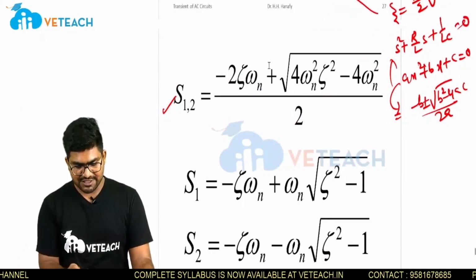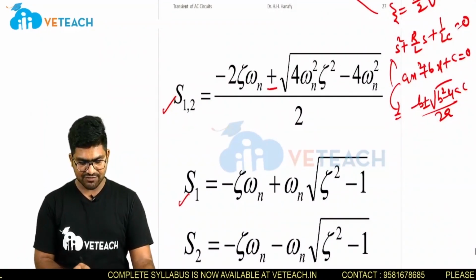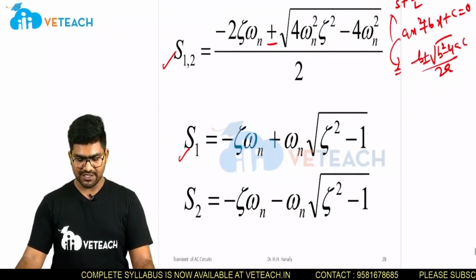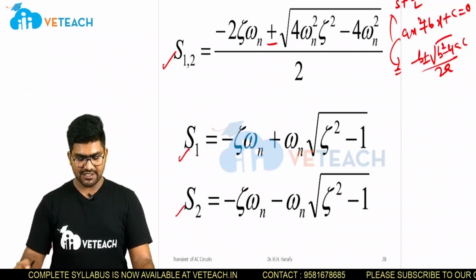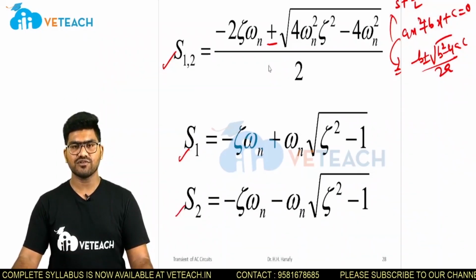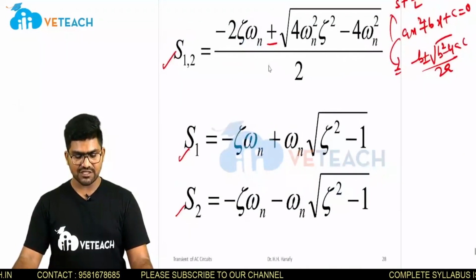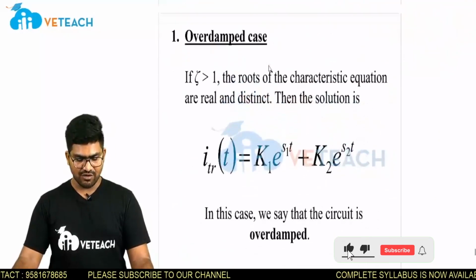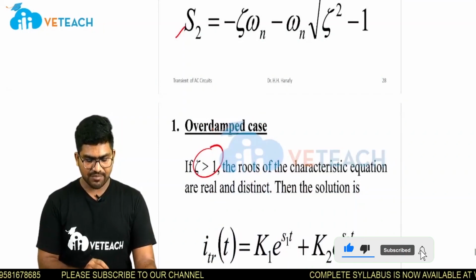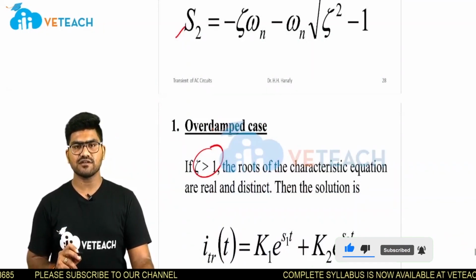Now, considering the plus or minus, s1 is minus zeta omega n plus omega n into square root of zeta square minus 1, and s2 is minus zeta omega n minus omega n into square root of zeta square minus 1. So these are the two roots we got from the above standard equation. Now, depending upon zeta, three cases are possible.